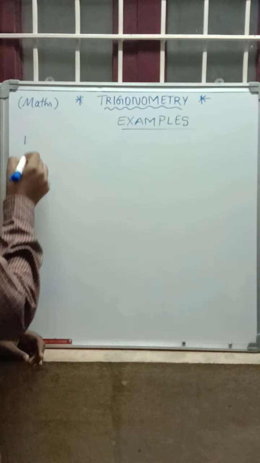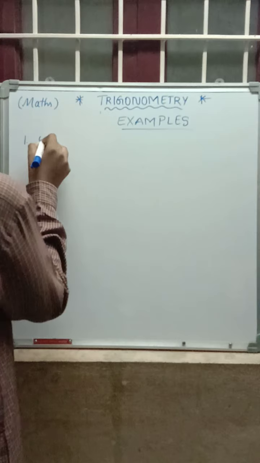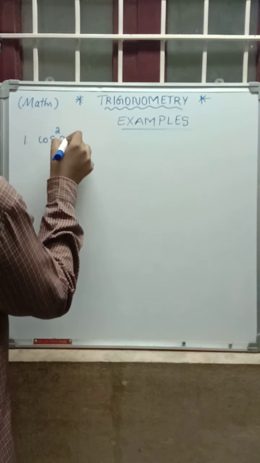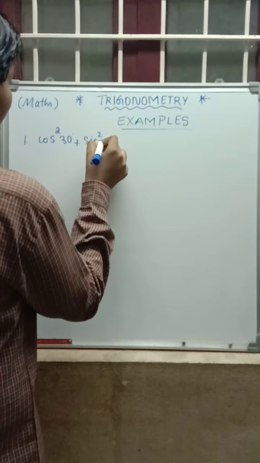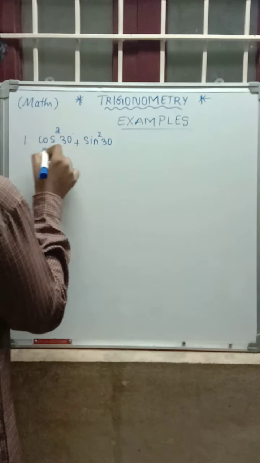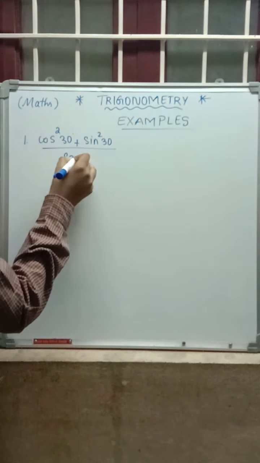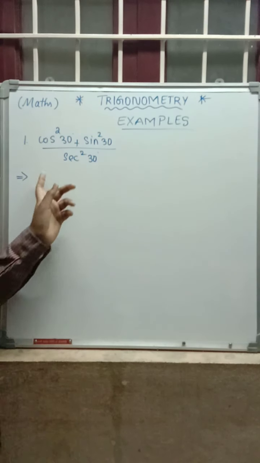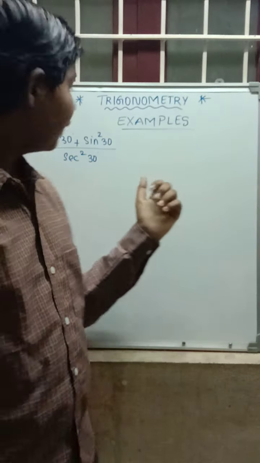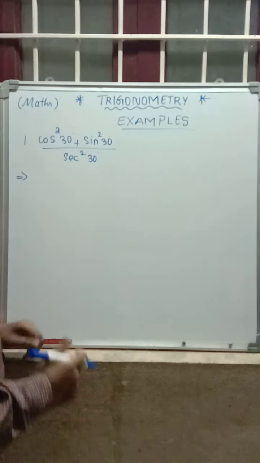First one: cos square 30 plus sin square 30 by secant square 30. This is the one problem. Cos square 30 plus sin square 30 by secant square 30.